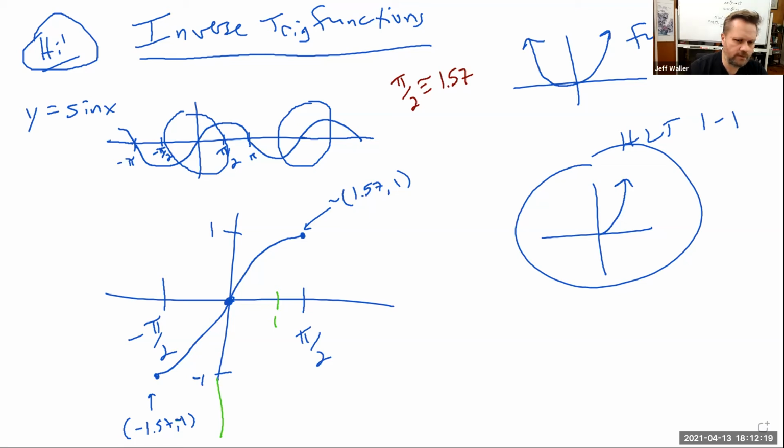All right. Maybe I should use a different color too. All right, hold on, everybody. What color is this? I have no idea.